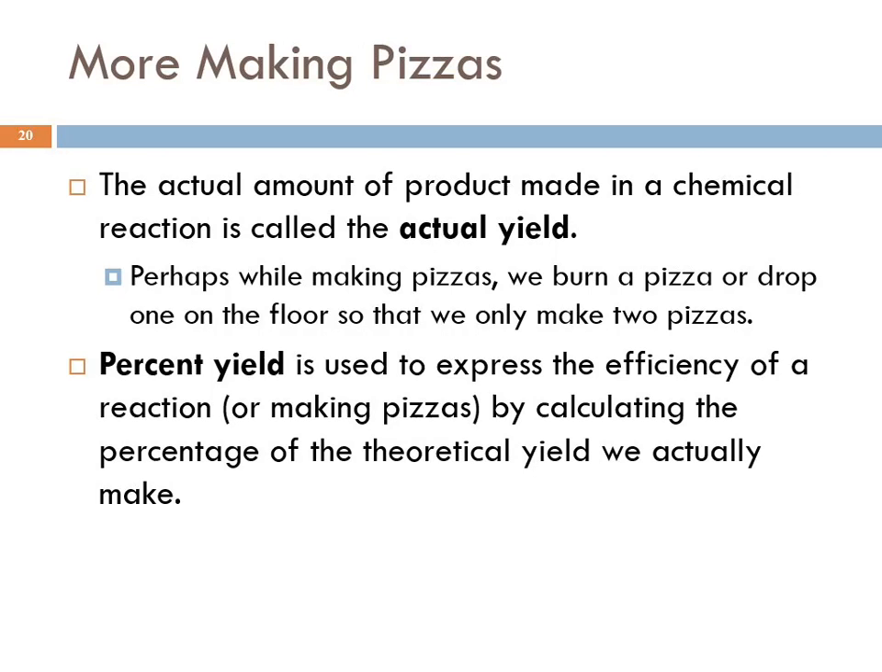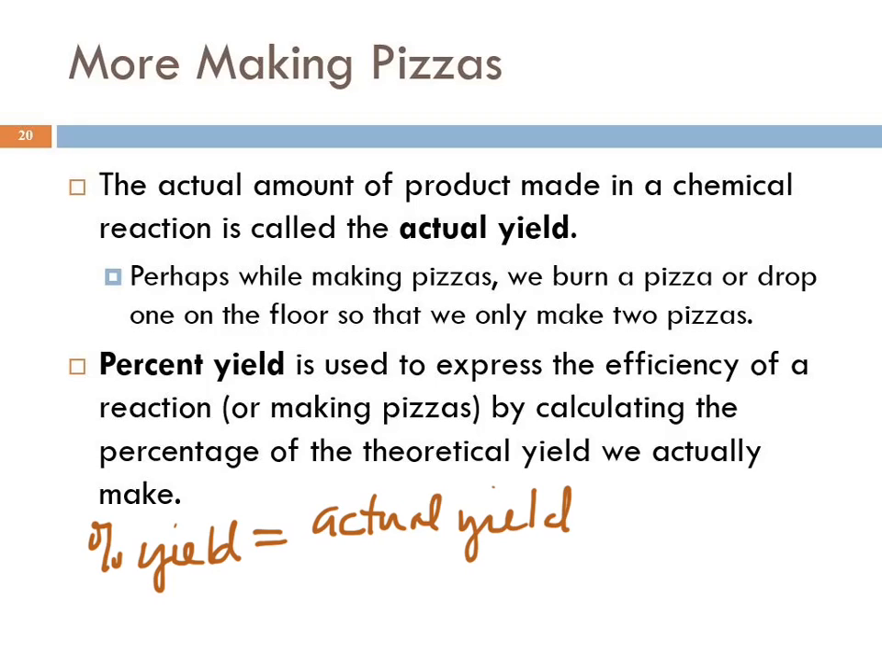And let's see, is this on the next slide? No, it isn't. So the percent yield, I will give you the equation here. The percent yield follows that pattern of a percent, which is the part over the whole times 100. So percent yield is the actual yield divided by the theoretical yield. I call him Theo, times 100.